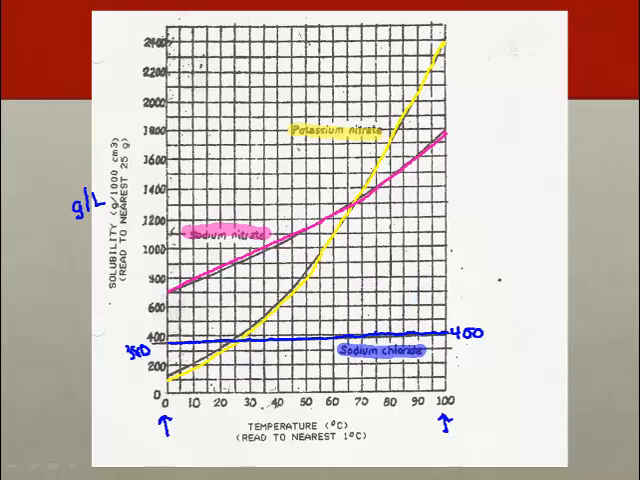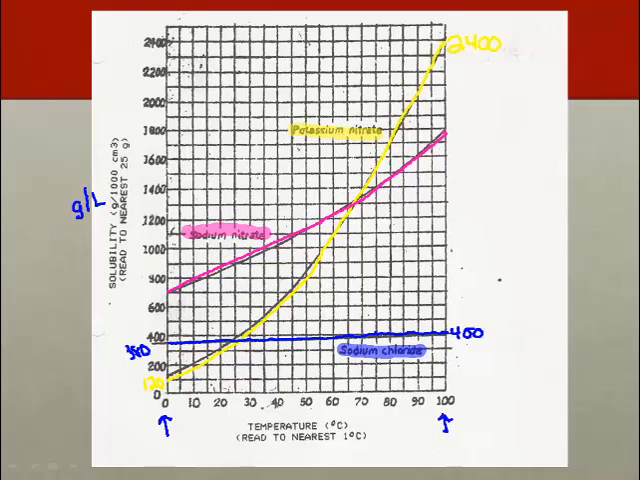But for something like potassium nitrate, in 1 liter of water at 0 degrees, I can only dissolve a little bit above 100. We'll say maybe about 120 grams in 1 liter of water. But if I heat that water all the way up to 100, now I can dissolve 2,400 grams per liter. So in that same volume of water, I can dissolve almost 24 times the amount of potassium nitrate.